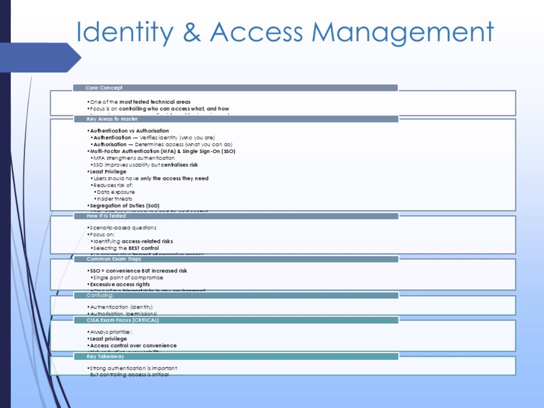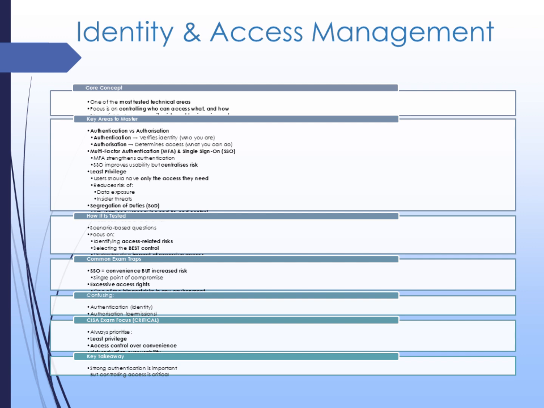Identity and access management is one of the most important and heavily tested areas in Domain 5 of the CISA exam. The focus here is not only on security technology, but on controlling who can access what, when they can access it, and what level of access they should have. One of the core concepts you must master is the difference between authentication and authorization. Authentication verifies identity, in other words, confirming who the user is. Authorization determines permissions, what that user is allowed to access or perform once authenticated. This distinction is tested frequently in the exam and is a very common source of confusion for candidates.